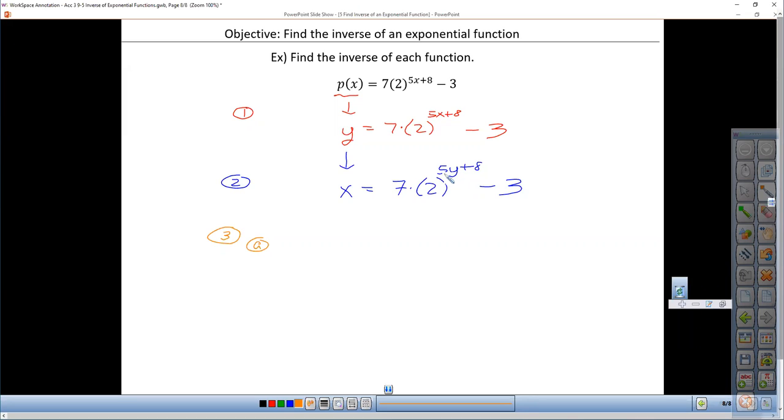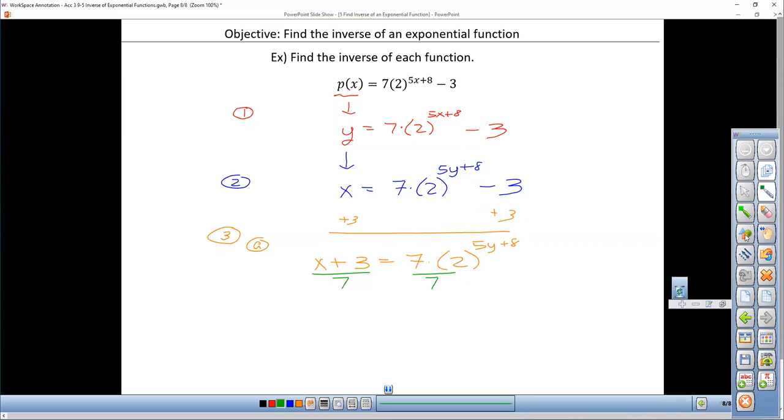So that means we have to undo the multiplication with the 7 and the subtraction with the 3, and we have to use that reverse order of operations to do this correctly. So reversing the order of operations tells us that we would begin by undoing subtraction. So we would add 3 to both sides as our first step. So now we have x plus 3 equals 7 times 2 to the power of 5y plus 8. Now we will undo the multiplication by dividing both sides by 7.